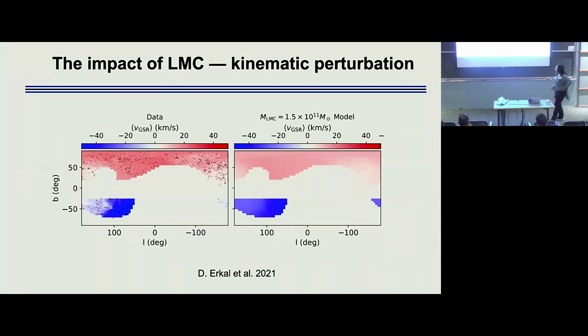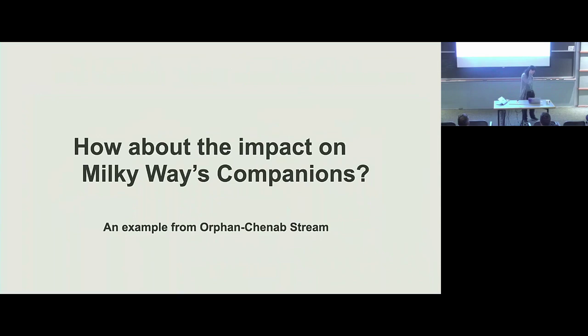Similarly, in kinematic space, you see the velocity in the galaxy rest frame also has some going in one direction, some going in the other direction. Again, it's data here and a simulation here. So that's something we already know. How does the LMC infall impact the Milky Way's companions? I'm going to show one example very quickly on streams.